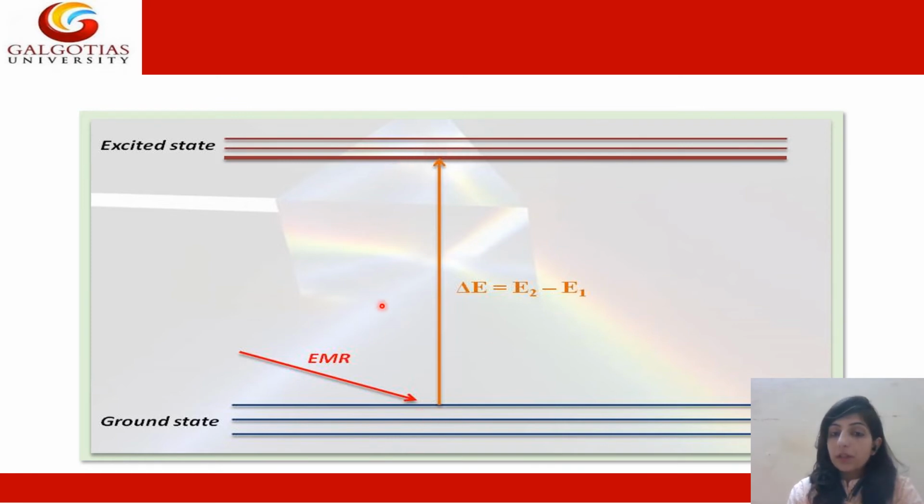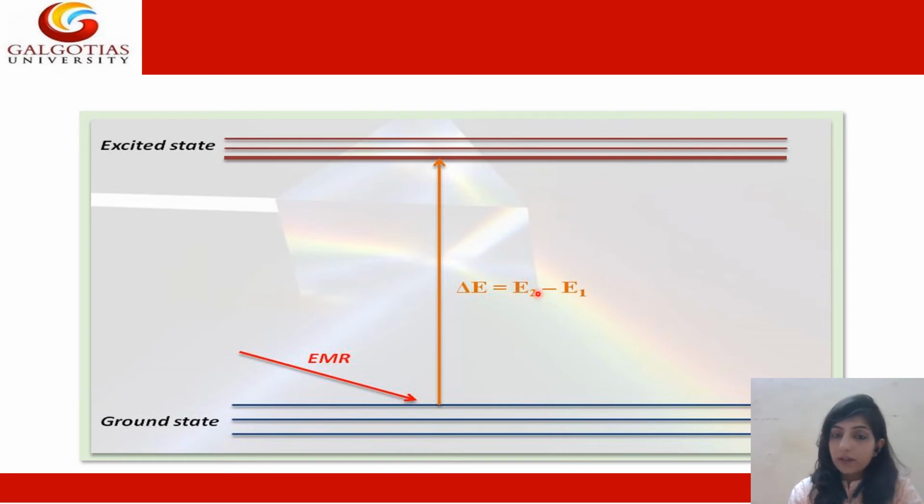But for this transition to occur, what is the basic criterion? The basic criterion is that the energy of the incoming electromagnetic radiation must match your delta E. Now what is delta E? Delta E is the energy difference between your states.